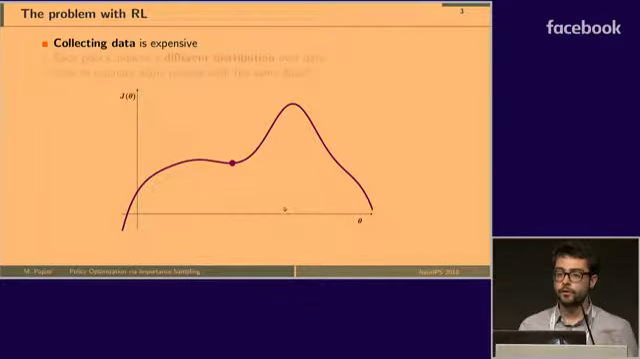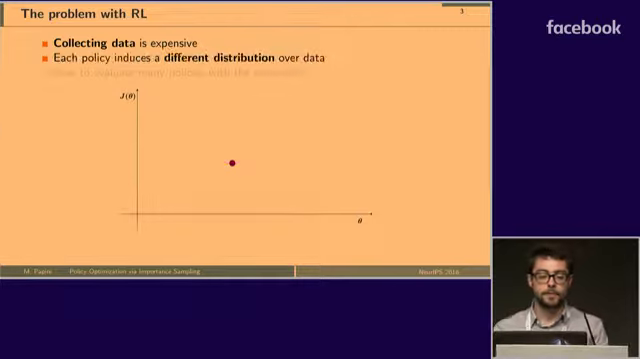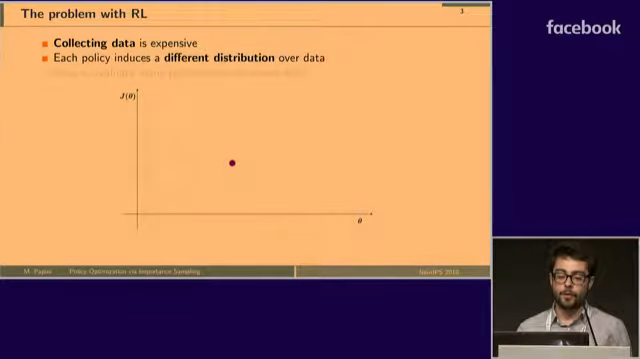Now, compared to a classical optimization problem, we have some additional challenges in RL. First of all, we have to collect our data, and this can be very expensive because it requires interacting with the environment. But most importantly, each policy induces a different distribution over this data. And this means that to properly evaluate a policy, we need data from that very policy.